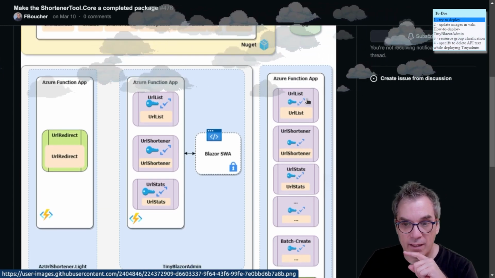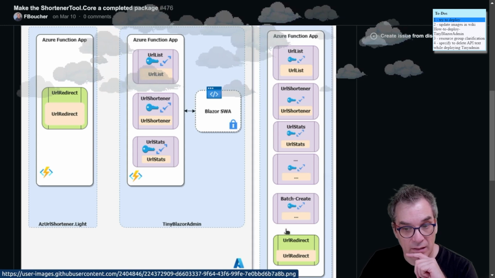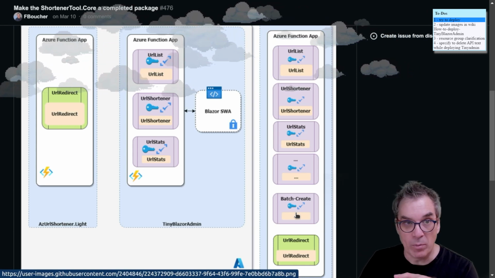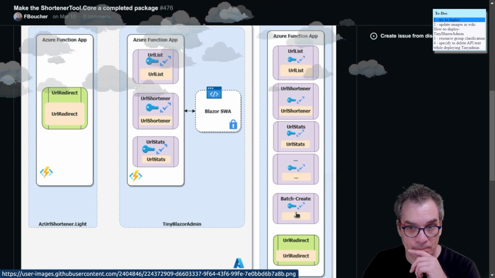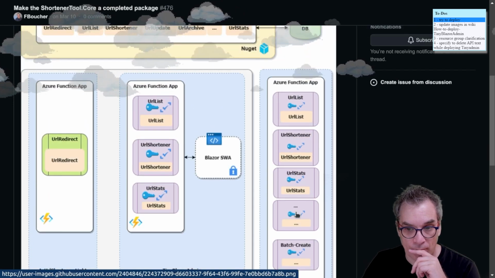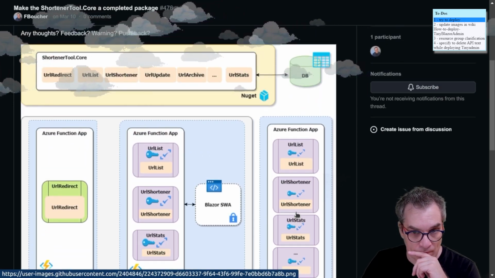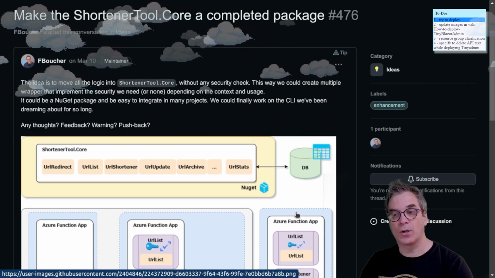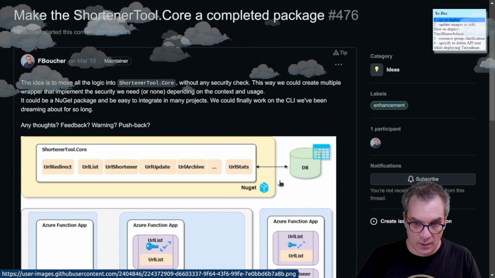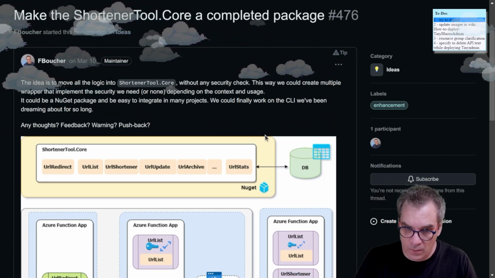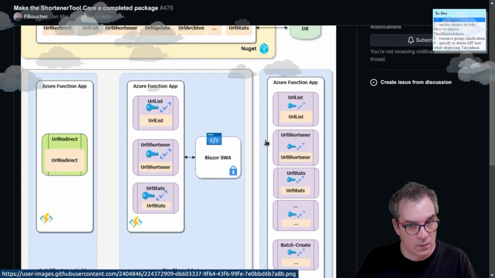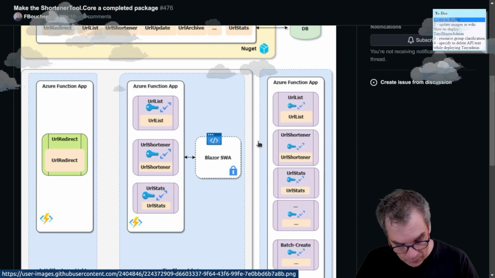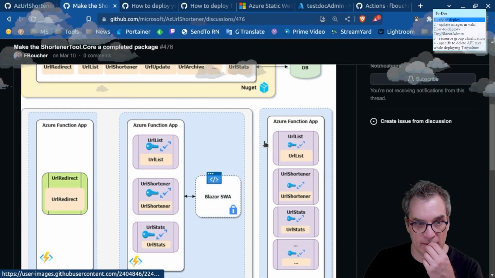Because if I deploy the function app today, there's everything in it. So people could hack your URL shortener. I need to work on that ASAP, because I don't want people to deploy that if it's unsafe.